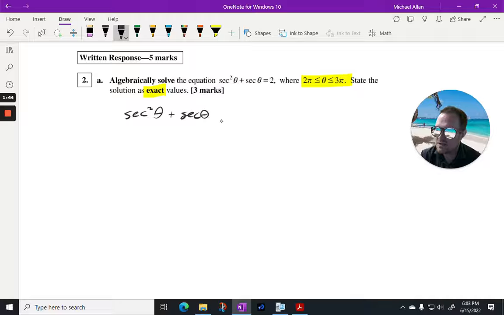Now the thing about this is it's a quadratic, so I'm going to make this equal to 0. And I know it's a quadratic because of this square here. So I'm going to create over here a nice little let statement. So secant theta is equal to A. And I'm going to actually solve this equation to start off with. So I'm going to factor this out.